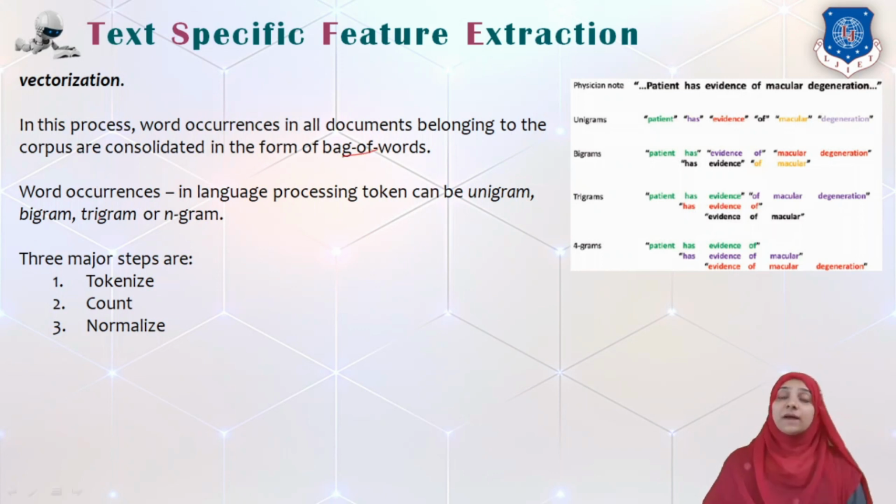Now, how do we calculate word occurrences? In a language, the processing token is called a unigram, which is nothing but a single word. But we can create a corpus of bigrams, trigrams, and n-grams. Now, what do we mean by bigram, trigram, and n-gram corpus? Say, for example, we have a text called a physician note, which states that the patient has an evidence of macular degeneration.